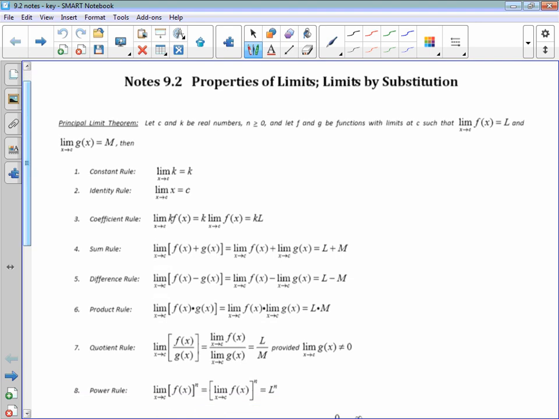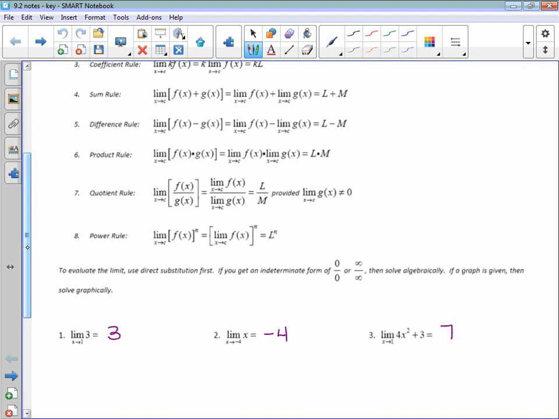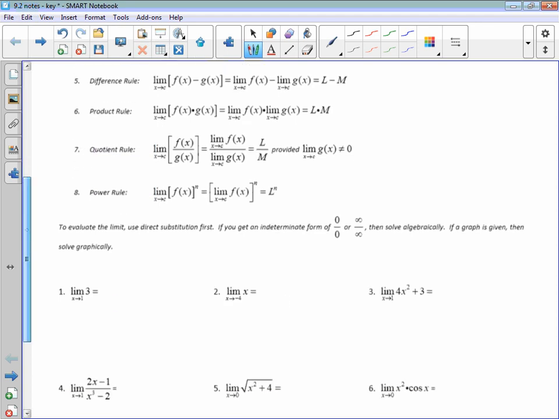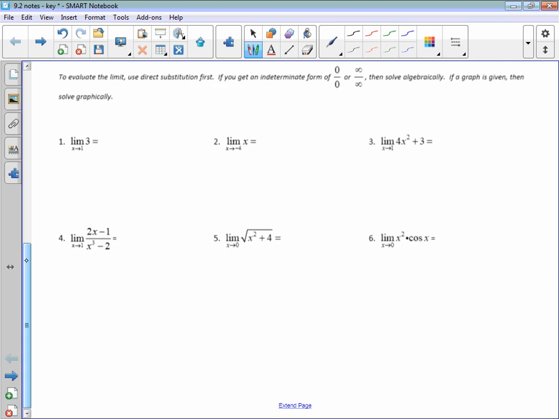All right, guys, so we are now going to figure out limits with a different method. You're not always going to have the graph to look at. I may ask you to do them algebraically. So limits by substitution is really what we're looking at today. We have all these properties here. They're pretty intuitive, and I'm just going to show you how to use them rather than talking through every single one of those.